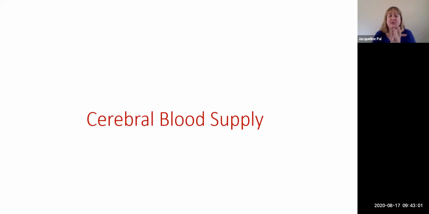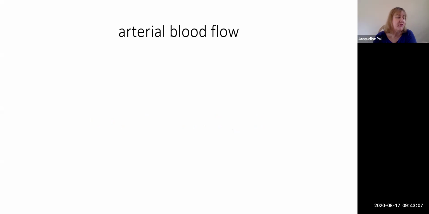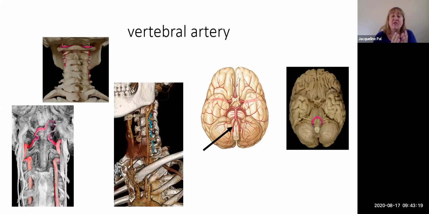Back. In this section, we're going to explore the cerebral blood supply and drainage. So let's start first with arterial blood flow because it's quite unique. We are talking about blood flow going inside the skull to the brain itself. And the first blood vessels we have come up through the cervical spine on each side through those transverse foramina.